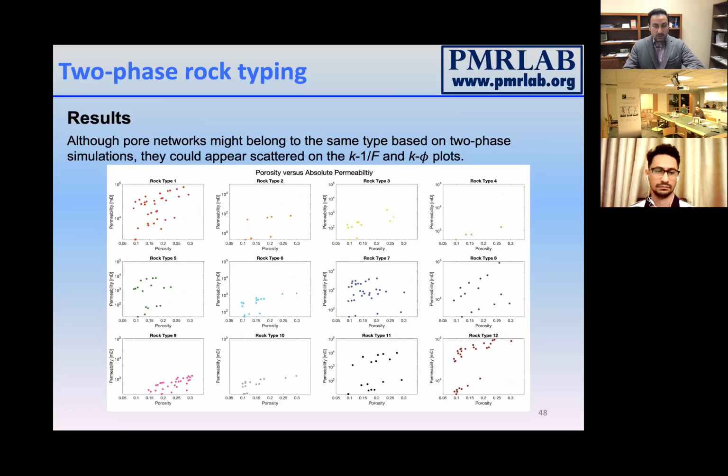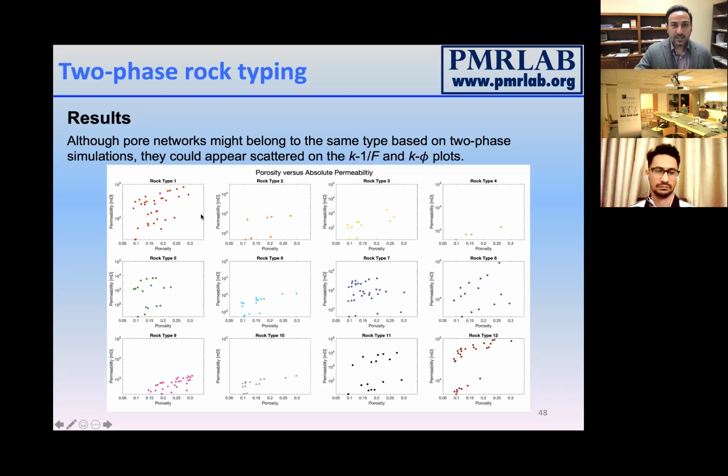Interestingly, when you plot permeability versus porosity for different rock types, we can easily see that these pore networks, although they belong to the same rock type based on water relative permeability or two-phase rock typing, when it comes to single-phase data and by plotting permeability versus porosity, obviously they belong to different rock types.